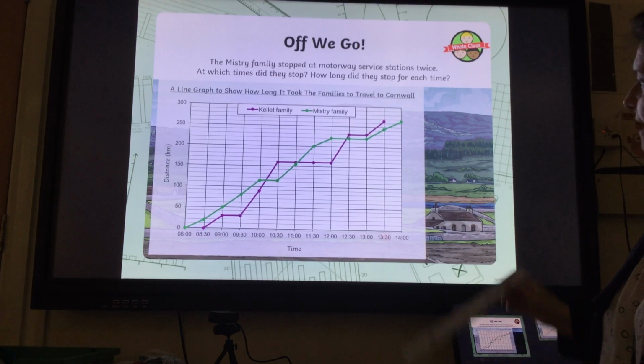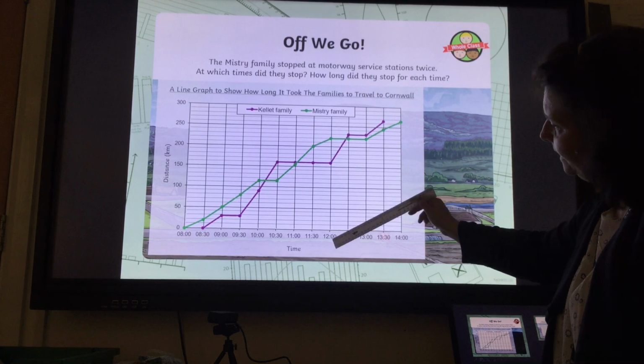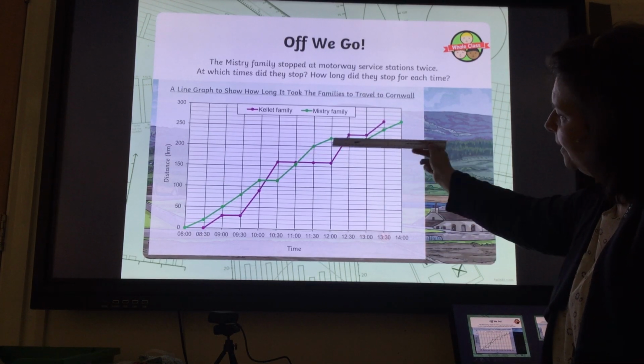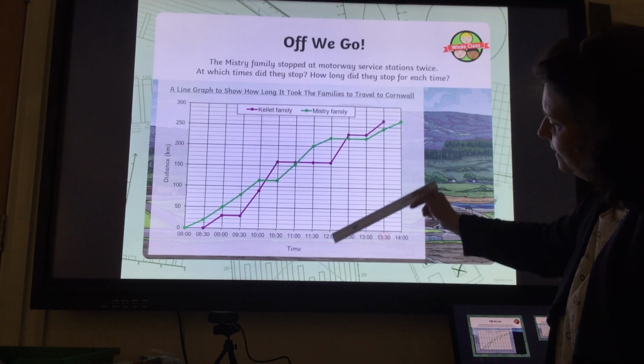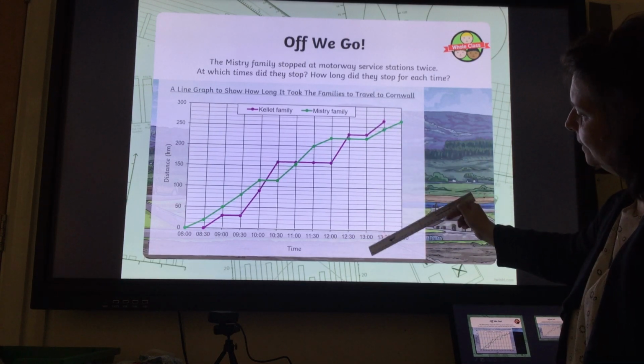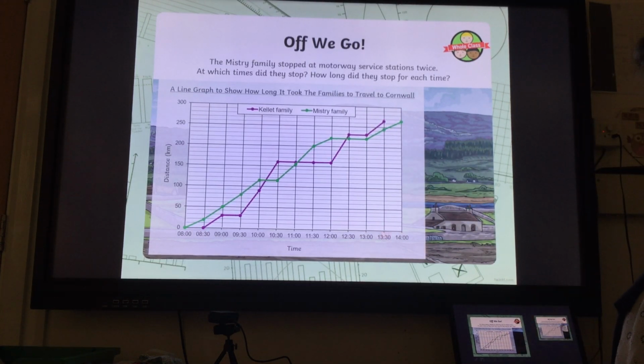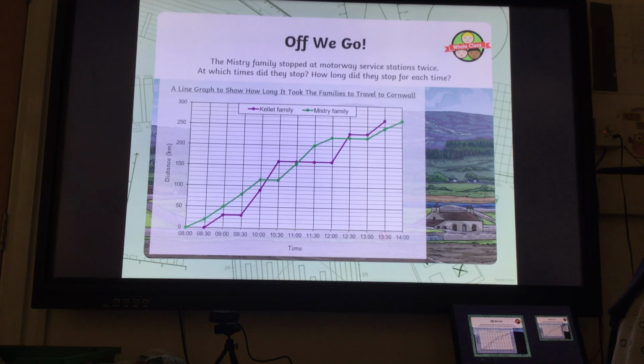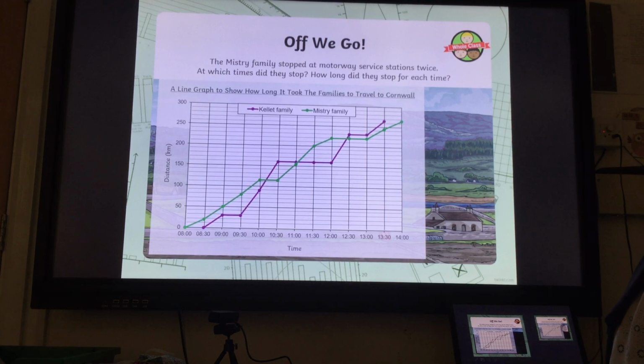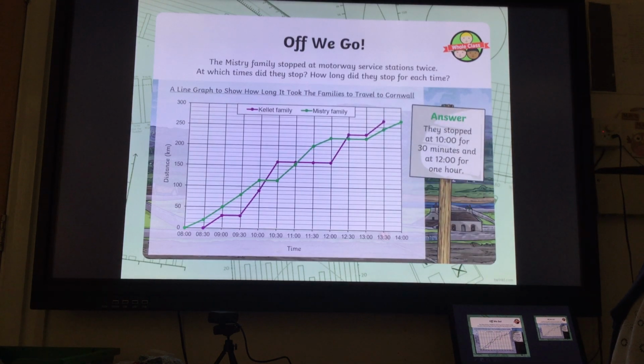So how long was that? And here we've got another flat part where they must have stopped again. They stopped at 12 o'clock till 1 o'clock. So can you work out how long they stopped for each time? Okay, and the answer is they stopped at 10 o'clock for 30 minutes and 12 o'clock for 1 hour. Did you get that right?